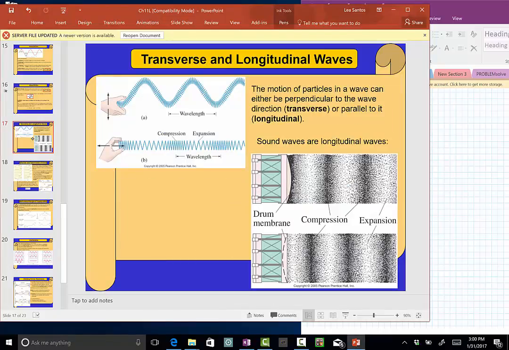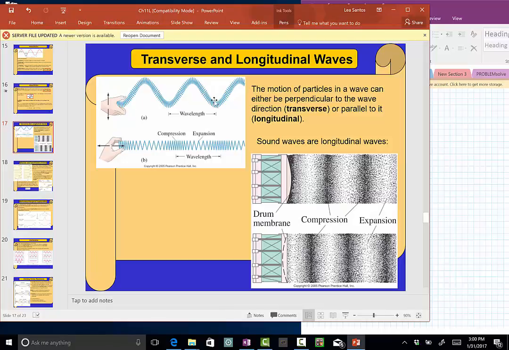Now let's move to the next slide, slide 17. And what we have here is definitions: what the different kinds of waves are. We just talked about a transverse wave, the hand that was moving up and down here and creating this wave with this sinusoidal shape.